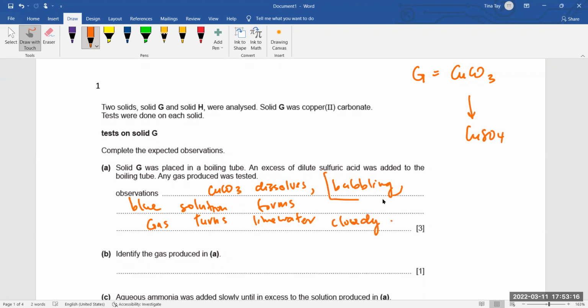All right, this bubbling actually has no marks because they said any gas produced was tested. So this one, 1, 2, 3. But you can still write bubbling or fizzing. The gas is carbon dioxide.